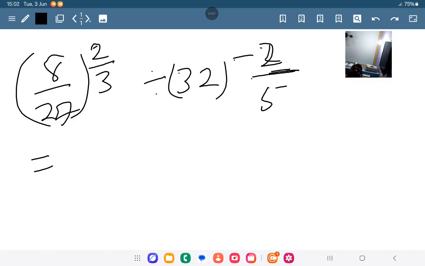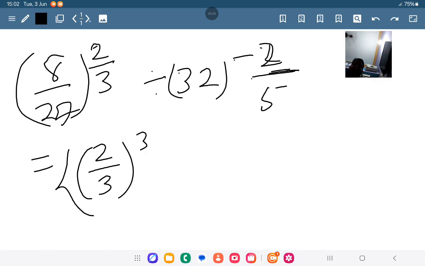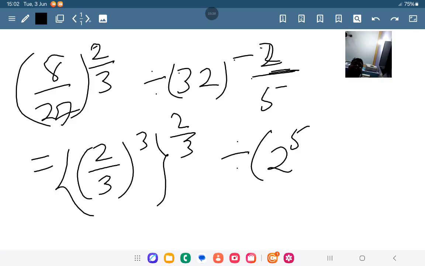Here 8 by 27, you can write as 2 by 3 whole to the power 3. How? That is 2 to the power 3 by 3 to the power 3. 2 to the power 3 is 8, 3 to the power 3 is 27. Now again whole to the power 2 by 3. Similarly, divided by 32. 32 is 2 to the power 5, and whole power minus 2 by 5.